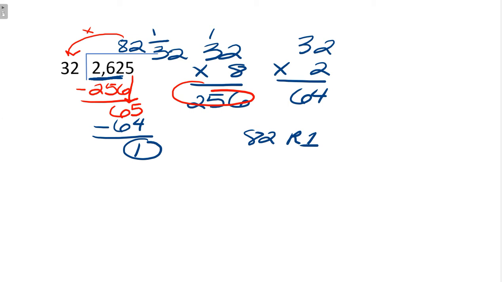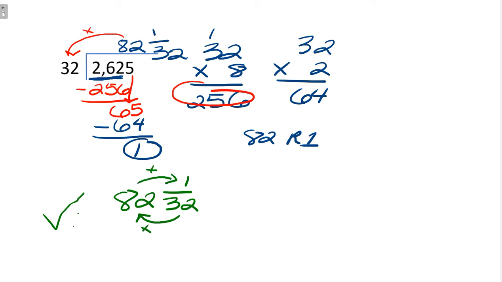Let me change colors once again. Let's make it green. If I wanted to check this, all I have to do is turn this into an improper fraction. So I'm going to say 82 and 1 over 32. To make this an improper fraction, I multiply 32 times 82 and add my 1 and put all of that over 32. I'm going to get the calculator to tell you what 82 times 32 is. And 82 times 32 is 2,624. And then I want plus 1 and then all over my original denominator, which was 32.